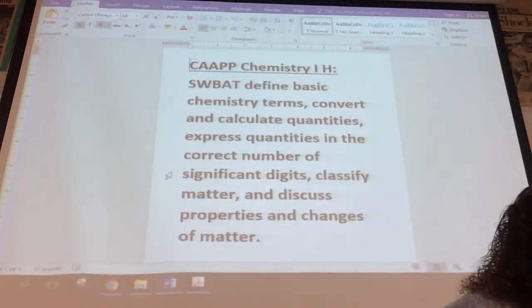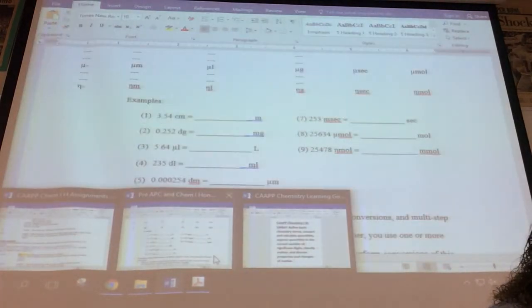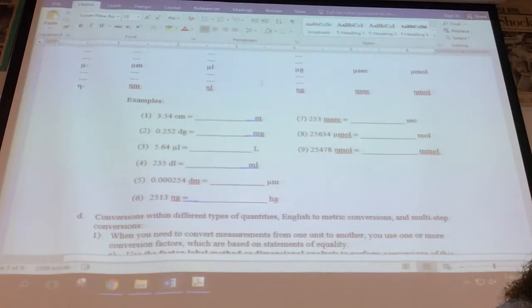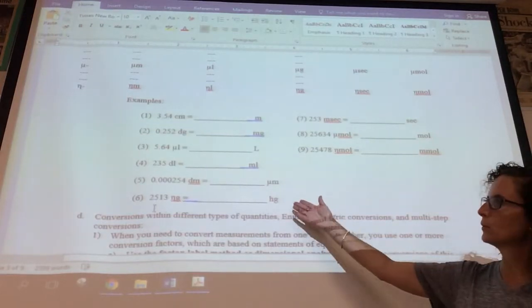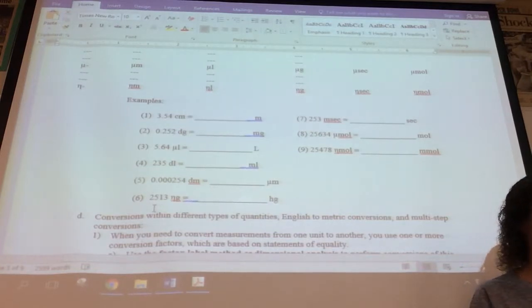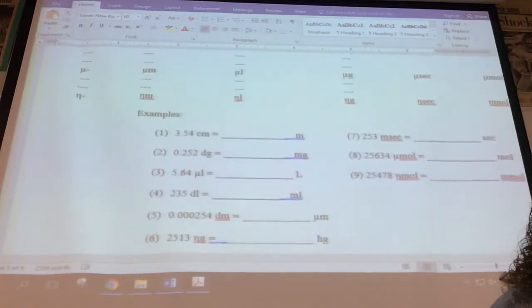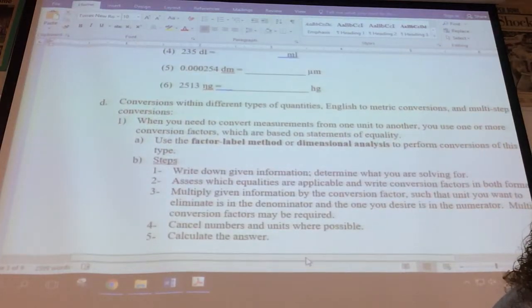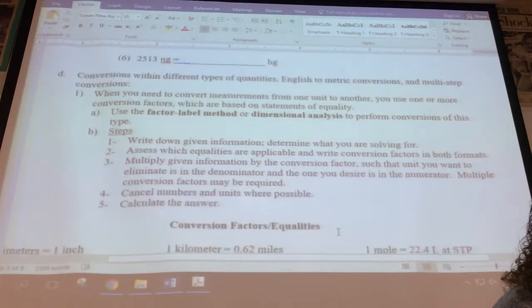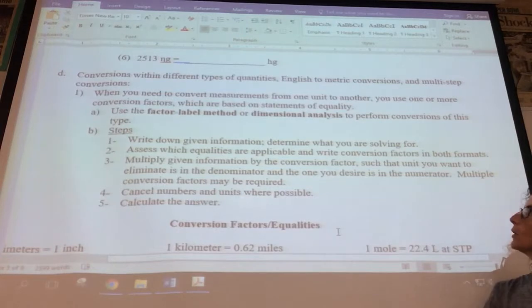So we had talked previously about simple conversions, and I think most of you feel pretty comfortable about this. Just remember down, right, up, left, and you'll be very successful with that concept. What we want to talk about today are conversions within different types of quantities. As I mentioned, either English to metric, vice versa. You can have multi-step conversions.